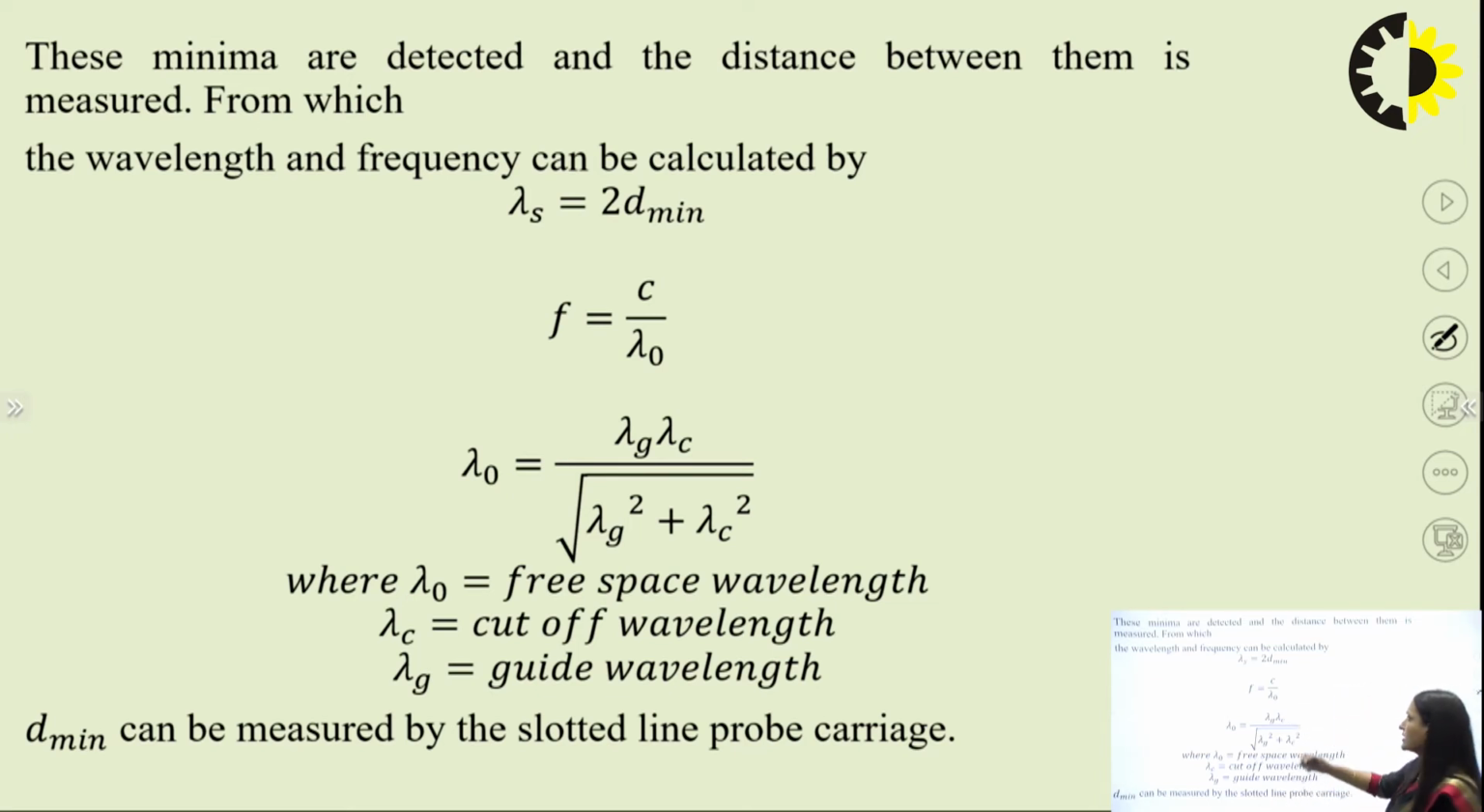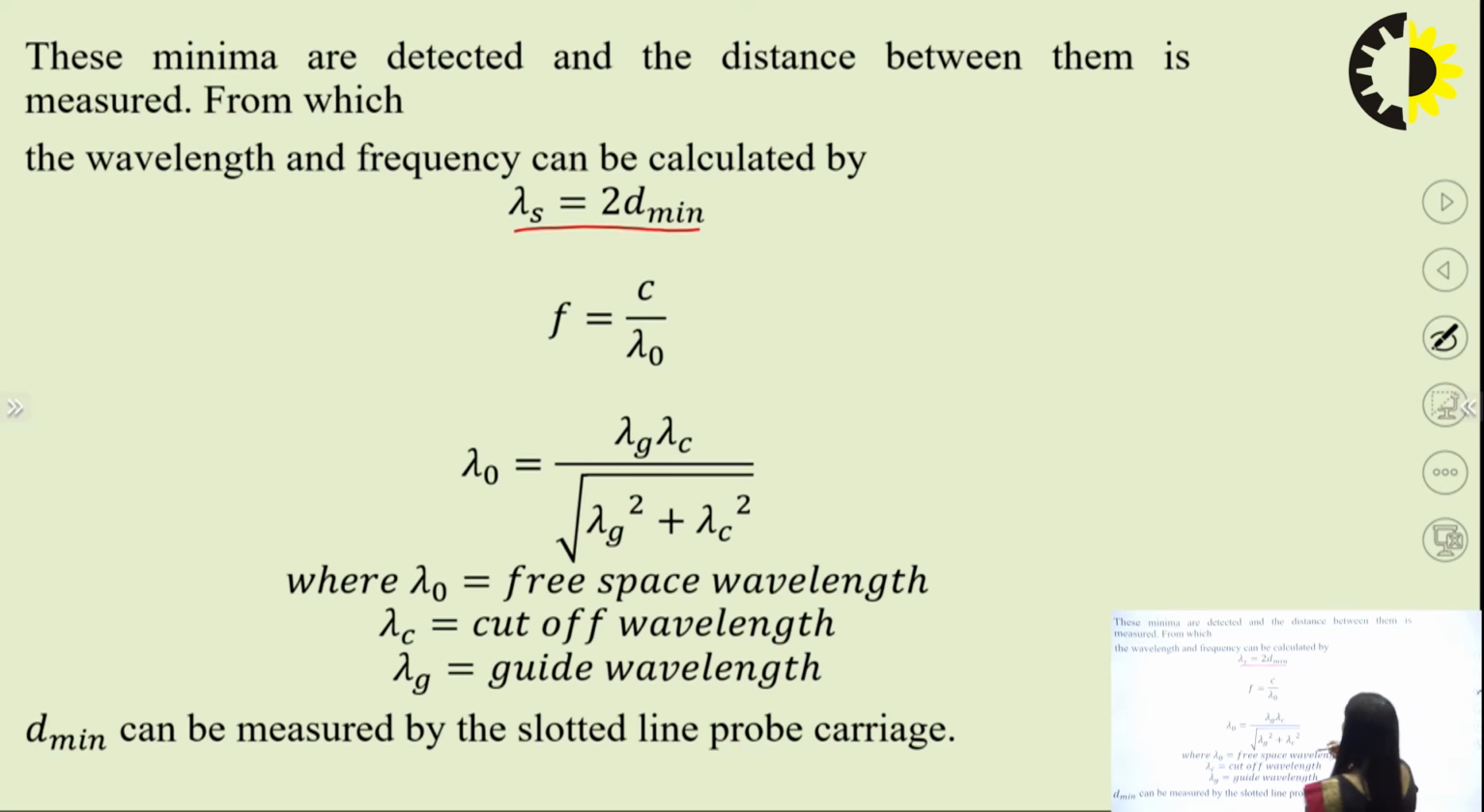So wavelength is twice of d minima, right? And frequency is c by lambda naught. What is lambda naught? Lambda naught is equal to lambda g lambda c divided by square root of lambda g square plus lambda c square, where lambda naught is the free space wavelength, lambda c is the cutoff wavelength, and lambda g is the guide wavelength. And d minima can be measured by the slotted line probe carrier.